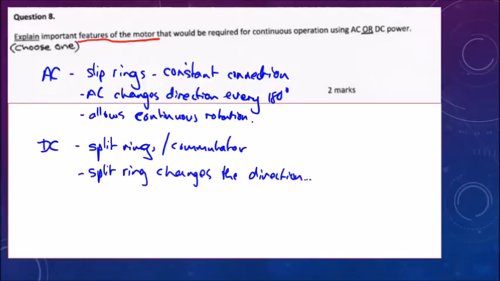So the main thing is that you have the correct things grouped together. So AC goes with slip rings and DC goes with split rings or a commutator, but you also need to provide a brief explanation as to why they are used.